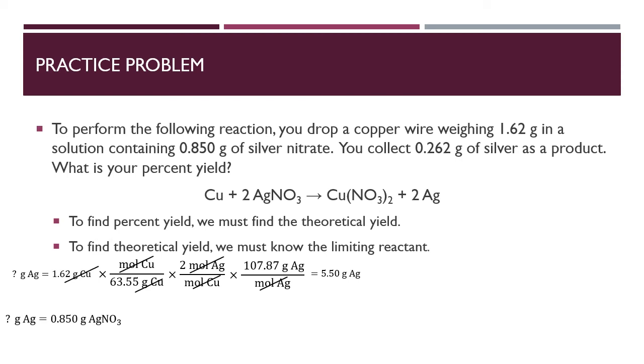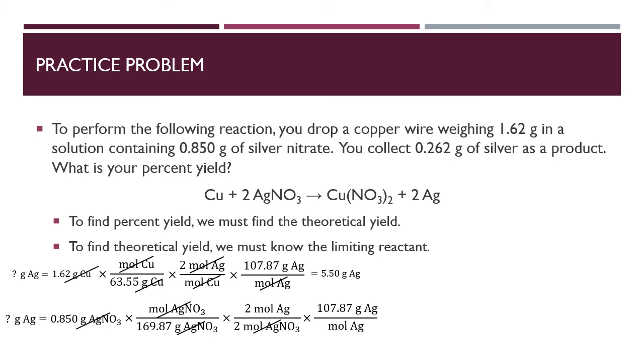I now do the same thing for the silver nitrate. I want to know how much silver I can get from 0.85 grams of silver nitrate. I convert from grams to moles using the molar mass, and then use my mole to mole ratio of 2 to 2, silver to silver nitrate, and then I can use the molar mass of silver to convert to grams, and that will give us 0.540 grams of silver.